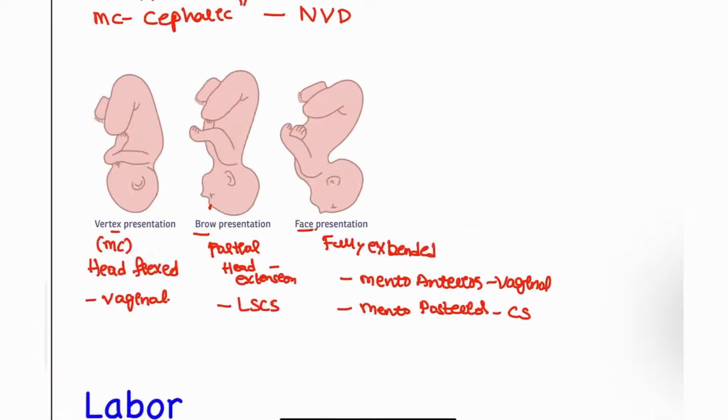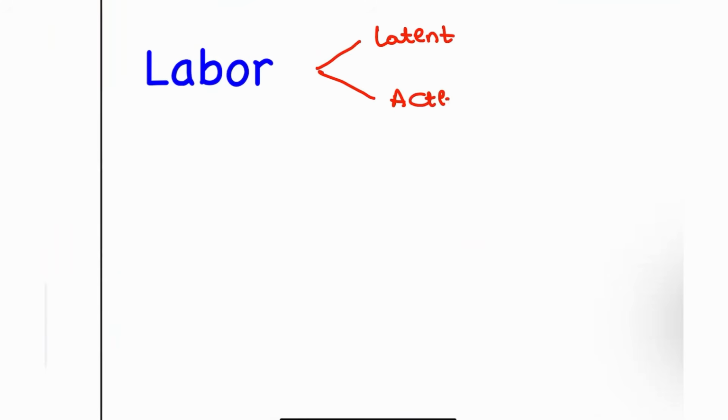Let's see the different stages of labor. Okay. So we'll discuss now about labor, and here we are going to discuss the different types and different stages of labor. First we have two phases: one is latent and another one is active. So the latent phase is up to 4 centimeters of cervical dilation. Next, if it is more than 4 centimeters and up to 10 centimeters, it is considered active labor.